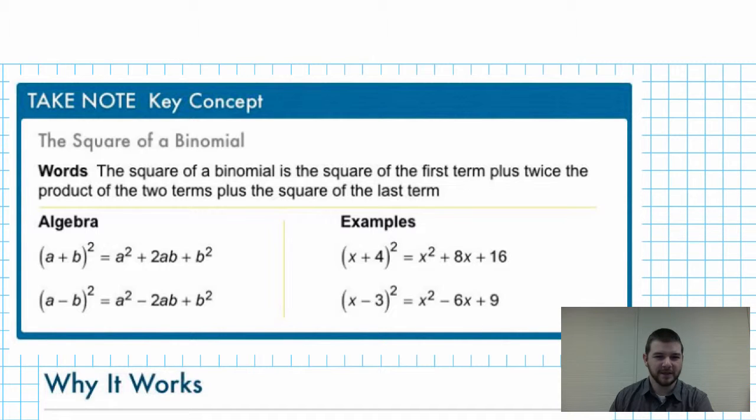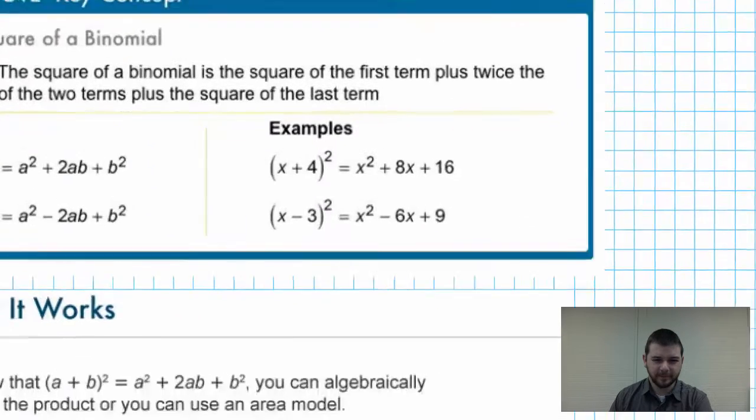Look at a difference, a subtraction binomial: (a minus b) squared equals a squared minus 2 times a times b plus b squared. Note the plus b squared because we have a second term of negative b times negative b, positive b squared, or plus b squared. An example of this: (x minus 3) squared equals x squared minus 6x plus 9.